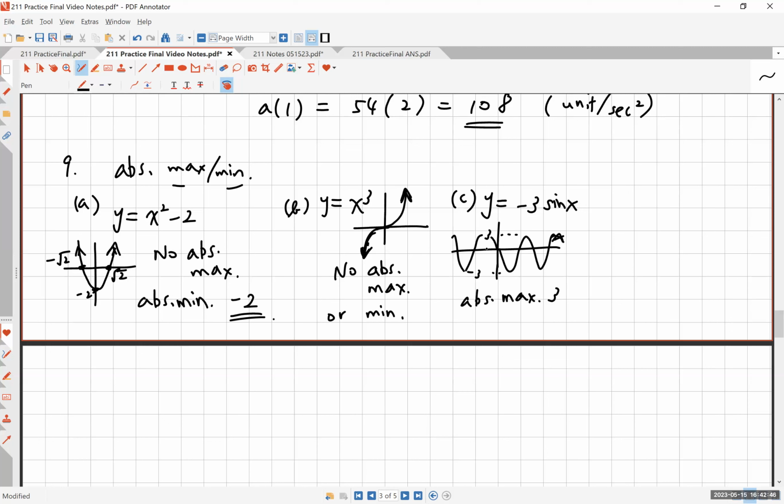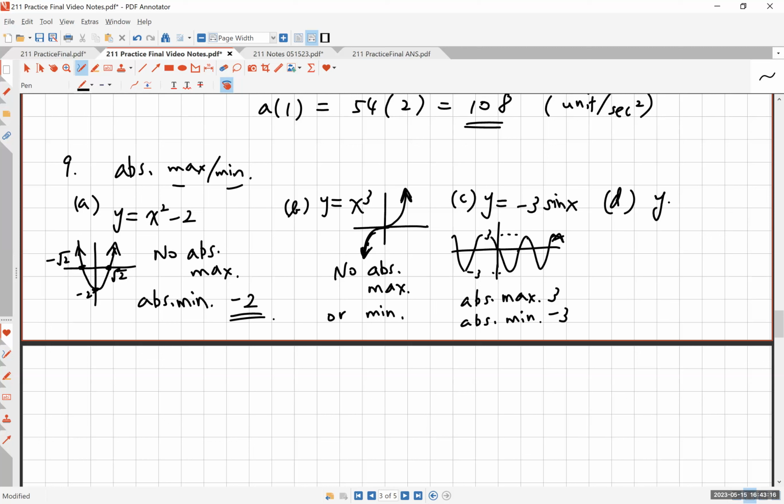negative π/2, and, let's see, what is that? So that's π/2, π, 3π/2, and so on, right? The question doesn't ask where these absolute max and min occur, so we don't have to worry about this. We can just say the absolute maximum is 3, and the absolute minimum is negative 3. Okay, that's how you can answer this question.